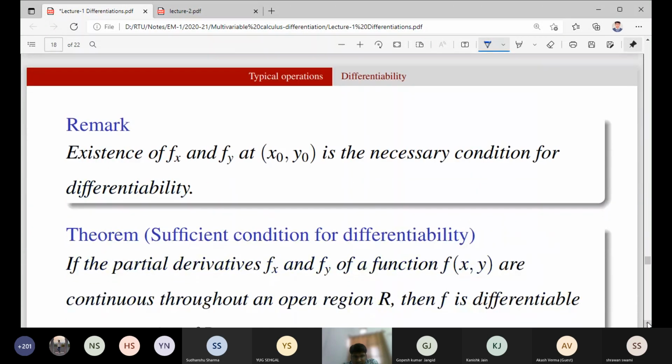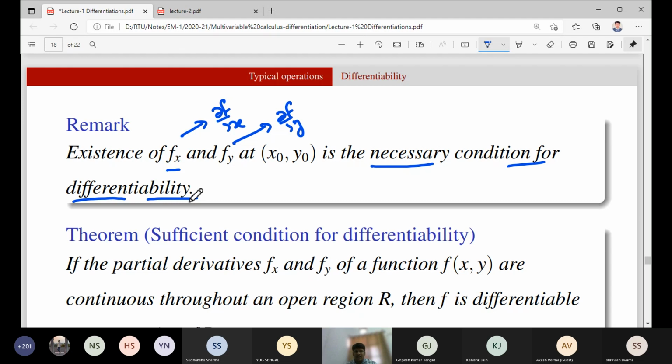So these are some important remarks here. Existence of the partial derivatives f_x and f_y. Here f_x denotes del f upon del x, and f_y means del f upon del y. Existence of f_x and f_y at the point (x naught, y naught) is the necessary condition for differentiability. All right. So keep in mind that existence of the partial derivatives is the necessary condition for the differentiability of the given function z equals f(x,y).